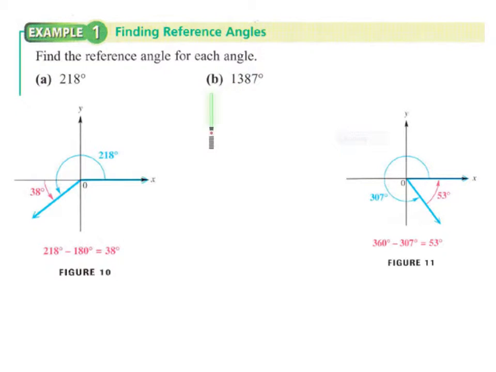Second example, we have 1,387 degrees. First of all, we would want to change that, or find a coterminal angle really, that's between 0 and 360. So we would subtract from that 1080, and then that would give us 307. So for a 307 degree angle, we can find that it has its terminal side in the fourth quadrant. So we're looking at how much further to get to 360 degrees. So we do 360 minus 307, and we find that the reference angle is a 53 degree angle.